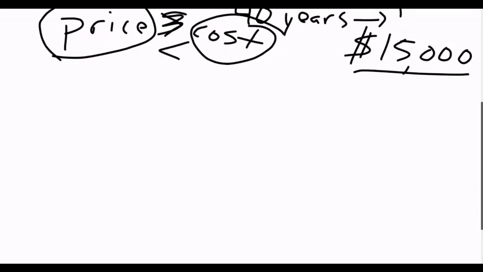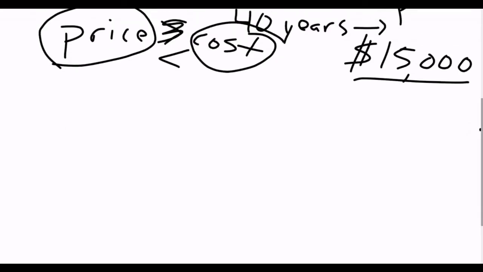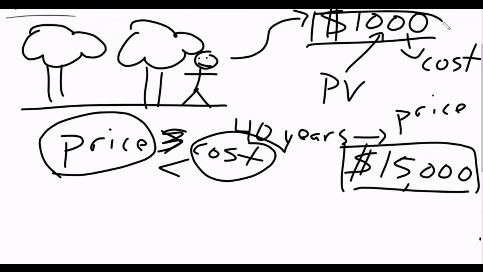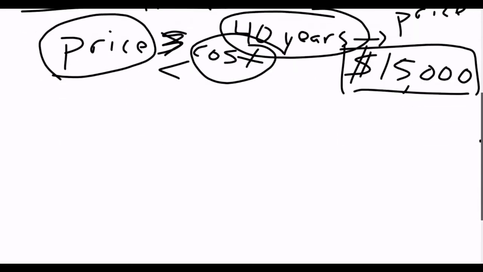So how are we going to find these two things? Although we know them right now, right? So we know the cost and we know the price. The problem is they are separated by a period of time, 40 years. So we need to scale them so that they are the cost and price at the same period in time. And that is the only way to make a fair analysis of if this is a good idea or not.